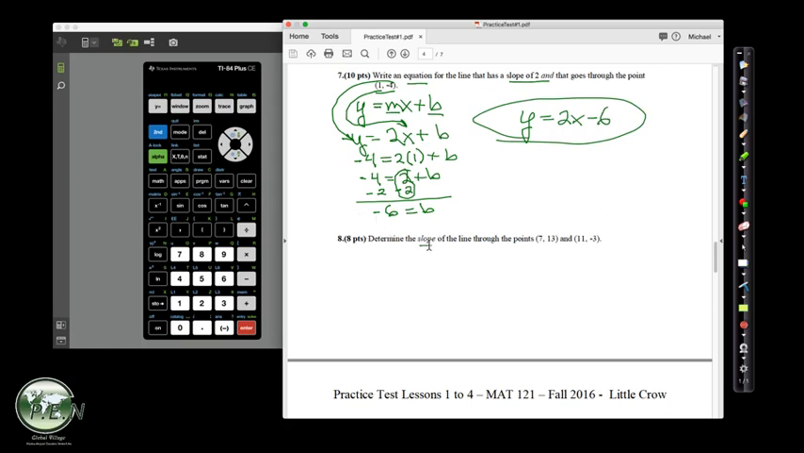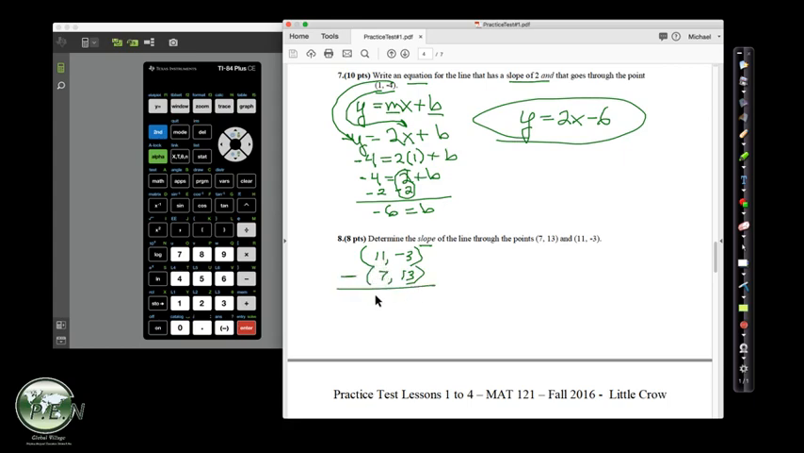Now this one, determine the slope. We actually did that with the regression calculator, but I'll show you another method. We can basically subtract one point from another. You could also use the slope formula, but there's plenty of examples of that. So I'm going to take (11, -3), put that on top, and then I'm going to take (7, 13), put that on the bottom. You could do it the other way if you want. We're going to subtract the bottom point from the top point.